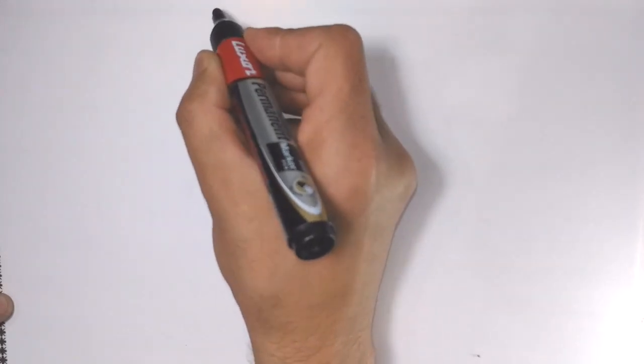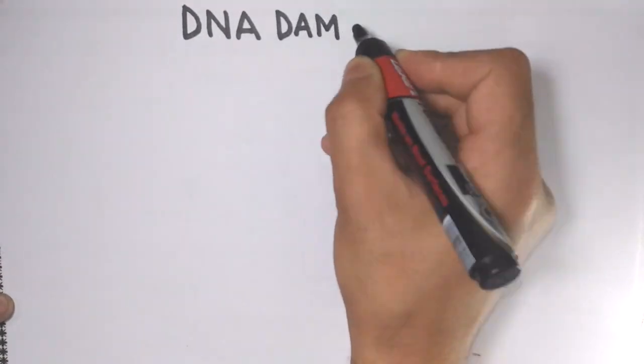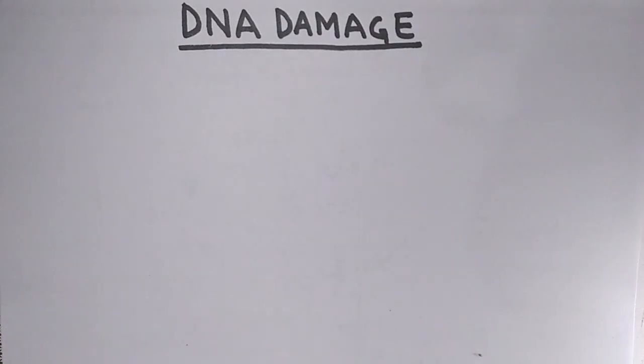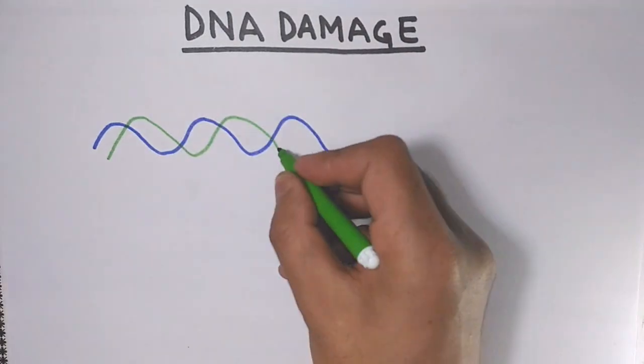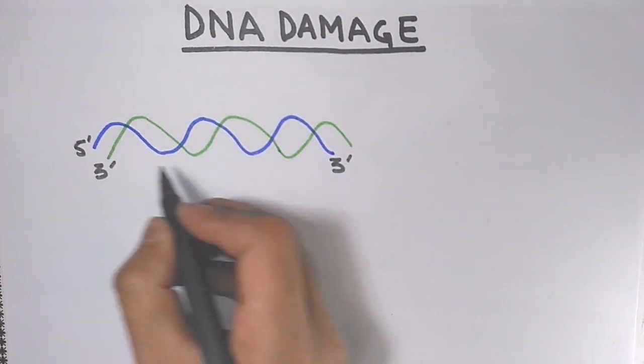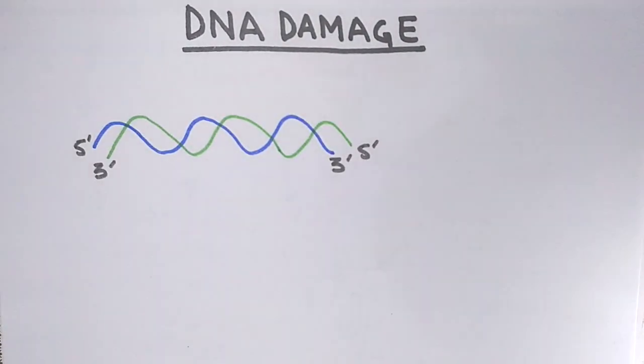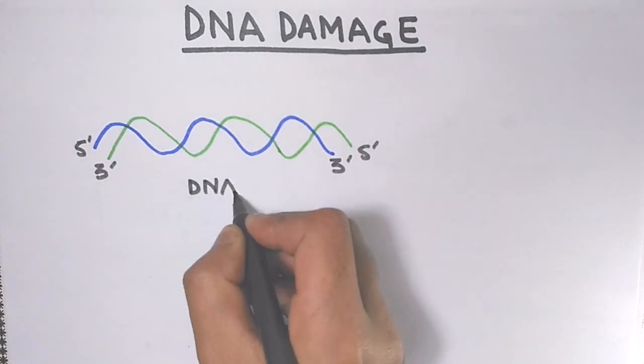Hello friends, in this video we are going to discuss DNA damage. DNA damage is any kind of alteration in the chemical or physical structure of a DNA molecule, such as a break in a DNA strand or a base missing from a backbone, and different other types of damage.